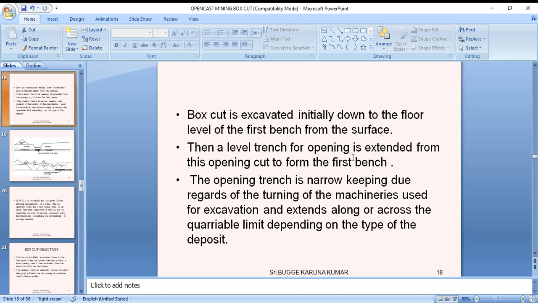The box cut is excavated initially down to the floor level, the first bench from the surface. Then the level trench for the opening is extended for this opening cut to form the first bench. The opening trench is narrow, keeping due regard to the turning of the machineries used for excavation, and extended along, with width varying depending on the type of the deposits.